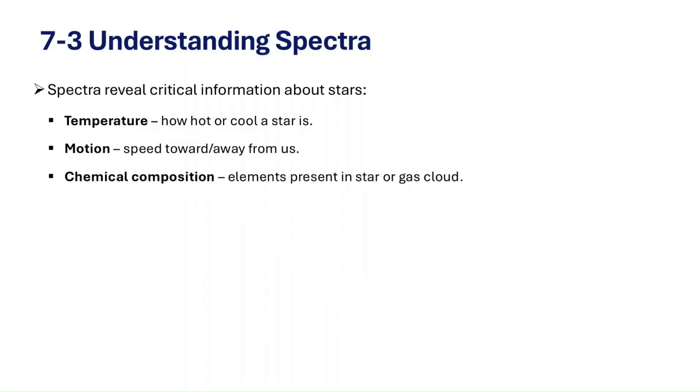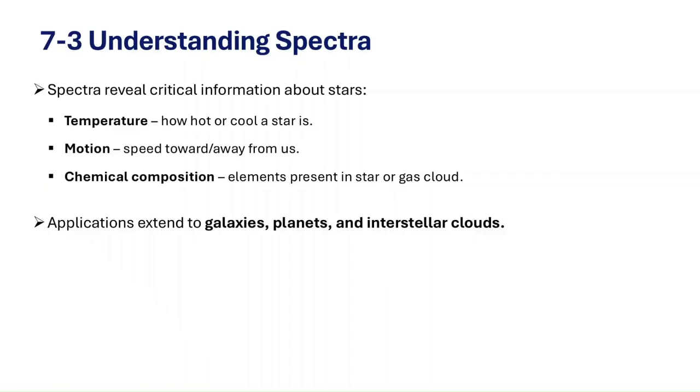Okay? And finally, every element leaves its fingerprint in the spectrum. Hydrogen, helium, sodium, each produces lines at specific wavelengths. So by identifying those lines, we can tell exactly which elements are present in a star or a gas cloud, even though they are trillions of kilometers away. And it's not just stars. These same techniques apply to galaxies, planets and interstellar clouds. Basically, any place light passes through gas, we can use spectra to decode what's happening there.